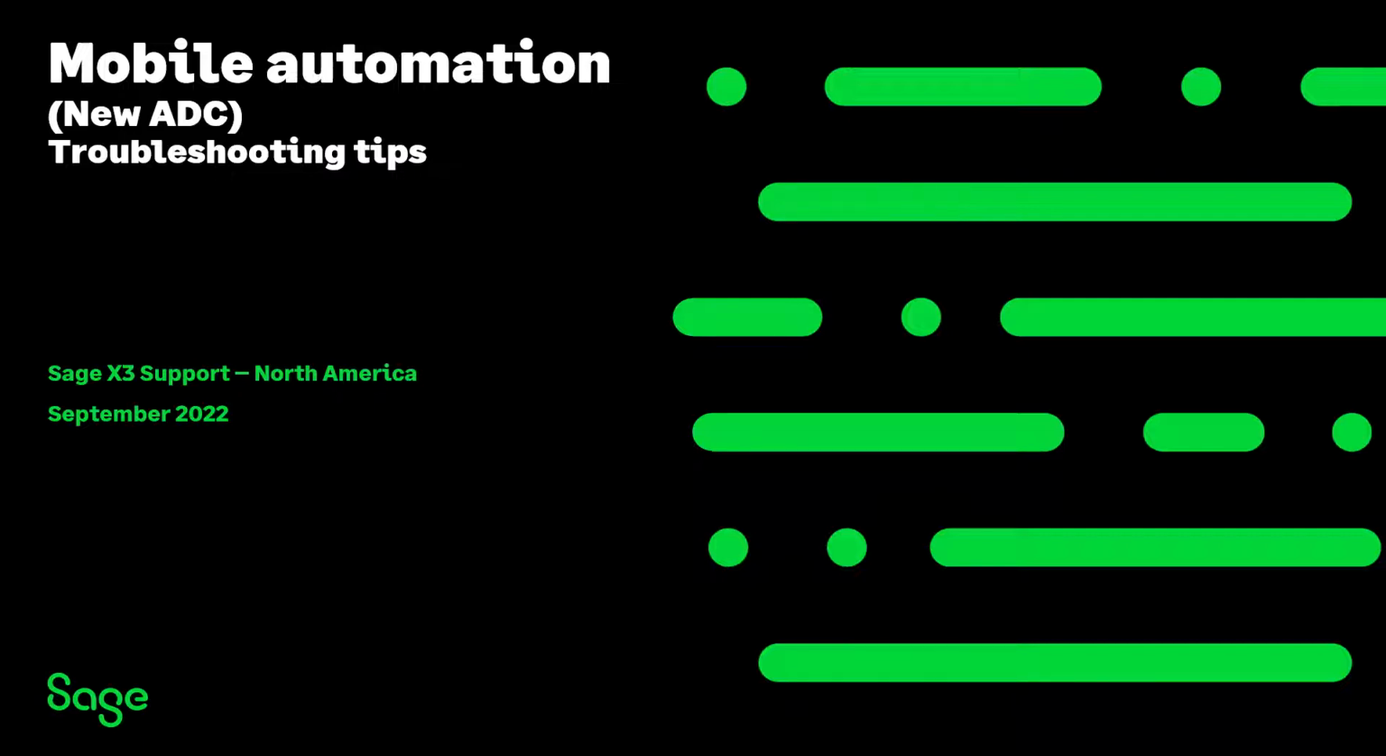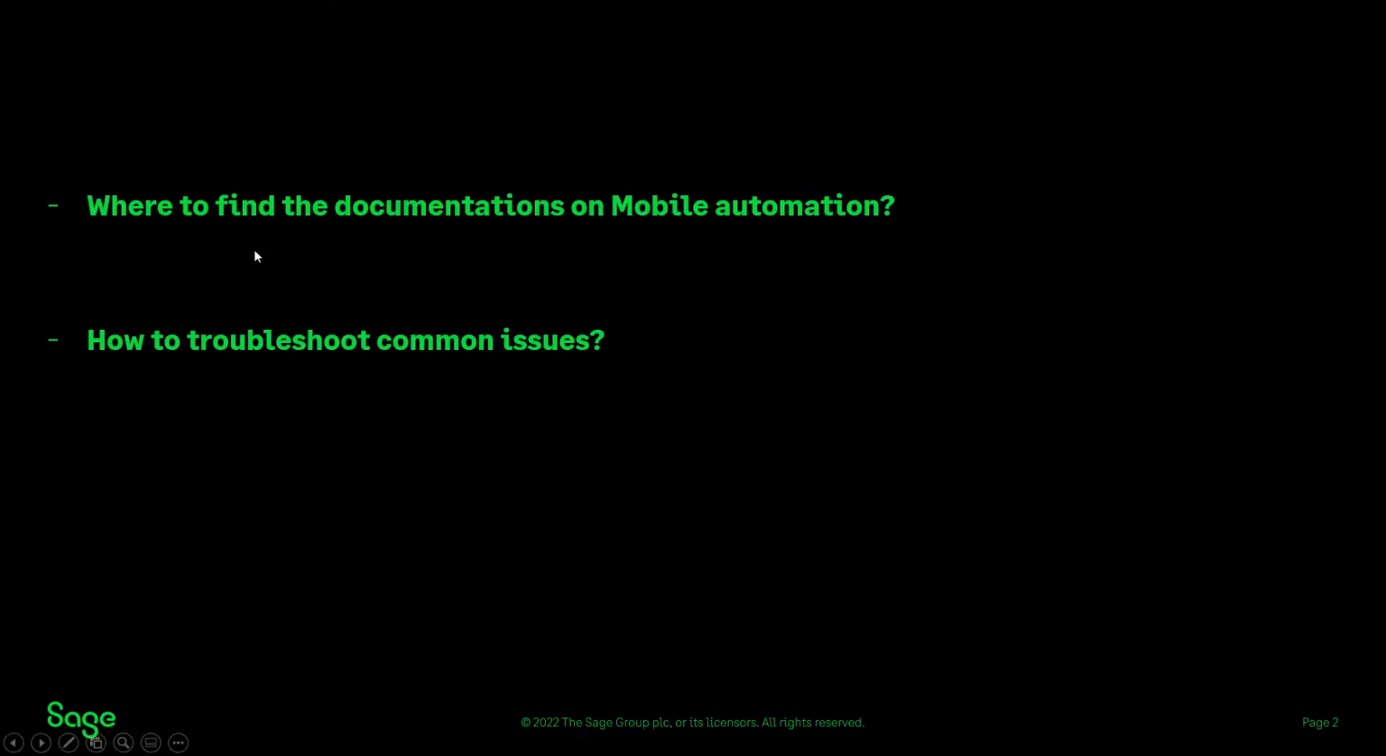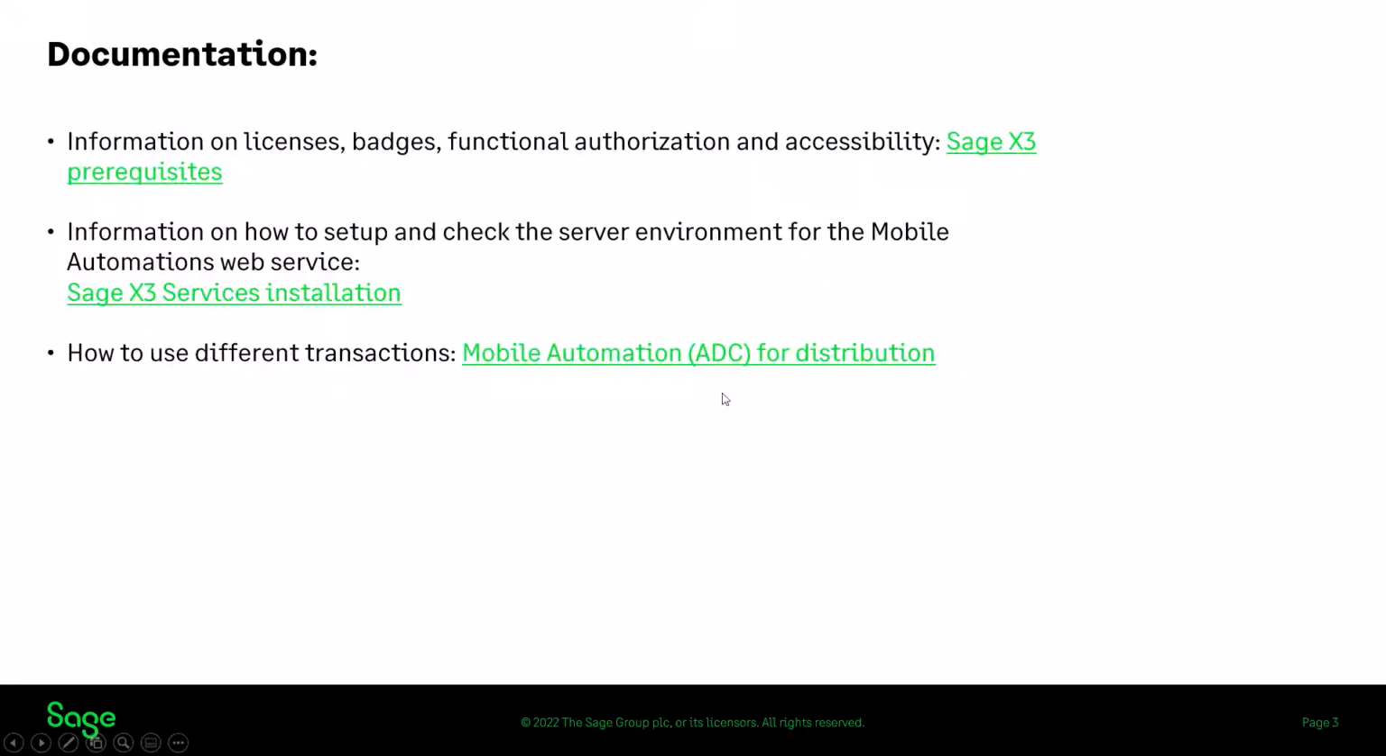Today I'm going to discuss our new ADC, the mobile automation, and how we can find documentation and troubleshoot common issues. These are the two topics I would like to cover today: how to find the documentation, and how to troubleshoot common issues.